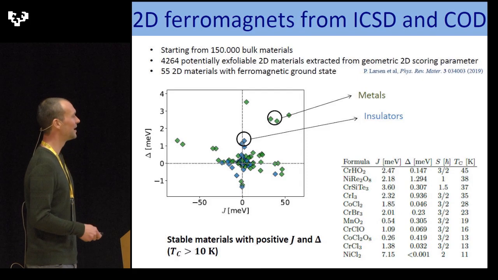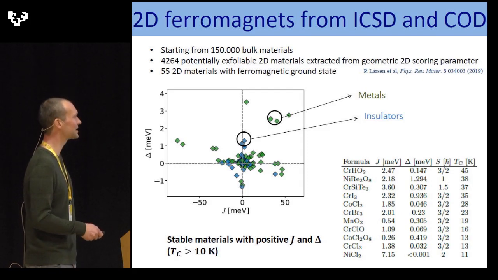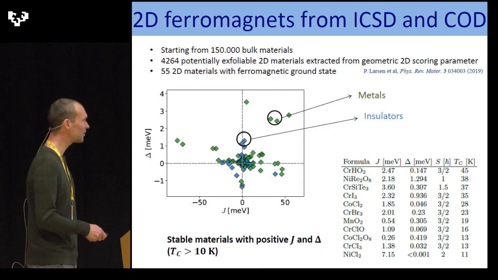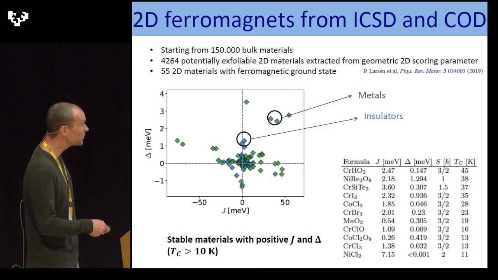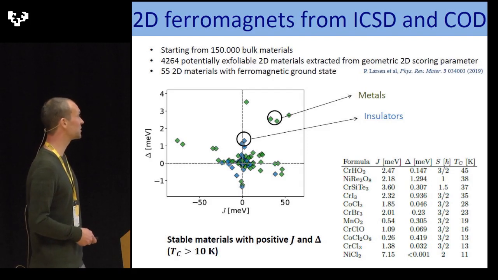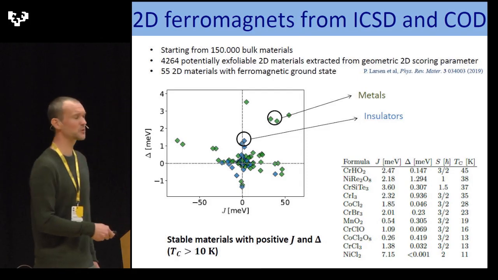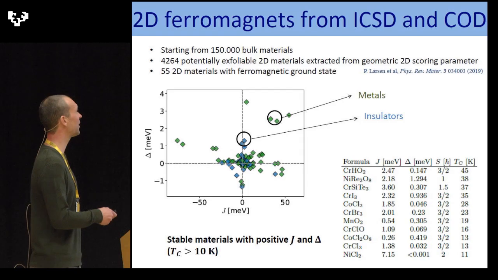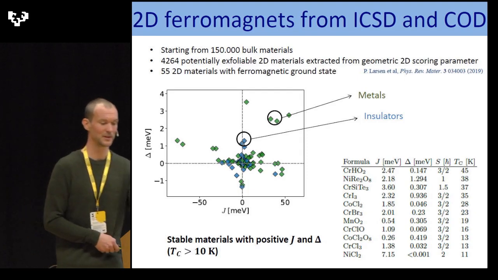It's again reassuring that we rediscover the known ones, chromium iodide for example, chromium bromide, and chromium chloride, which are known to be magnetic 2D materials, and then we discover a few other ones, which could perhaps be interesting to look into. But it's not a lot. It seems to be hard to come by. Given that we start with 150,000 materials, this is the complete list of the ones that have critical temperatures above 10 Kelvin.